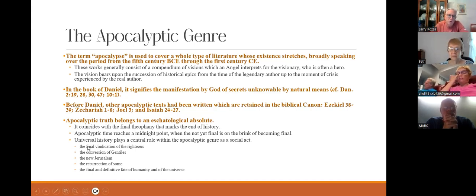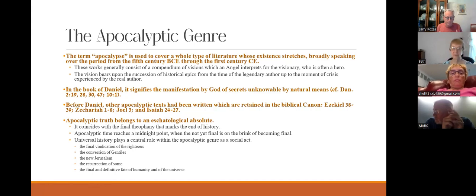And this history is going to be characterized by these several things: the vindication of the righteous ones, the Gentiles will be converted to believe in Israel's God. There will be a new Jerusalem as the center of the earth. There will be the resurrection of some, and then a final and definitive fate of humanity and of the universe. So that marks a character of apocalyptic literature.